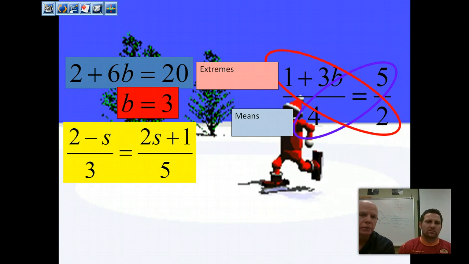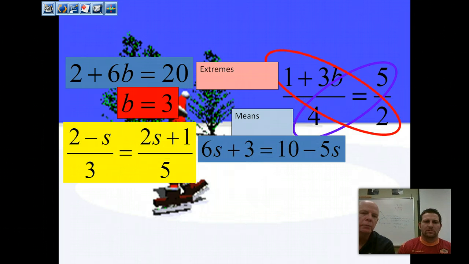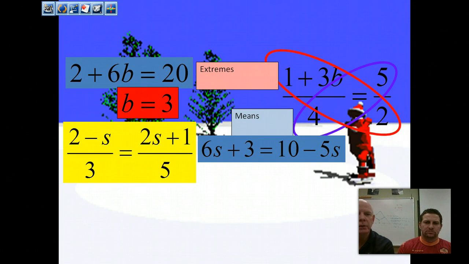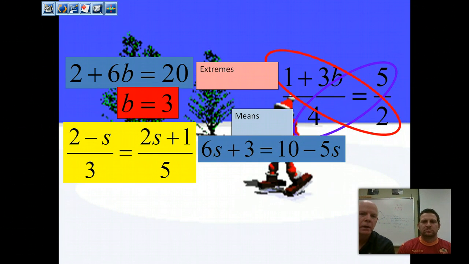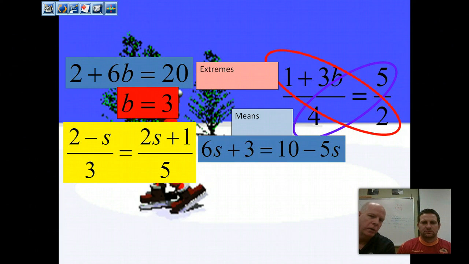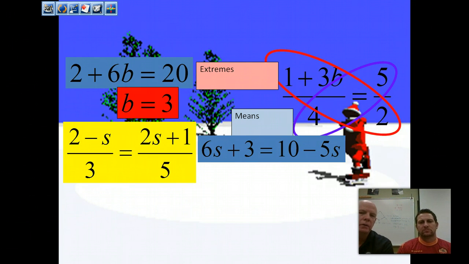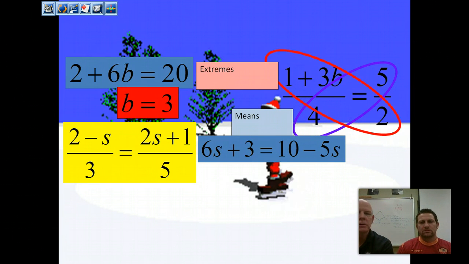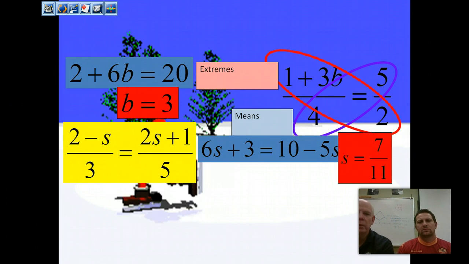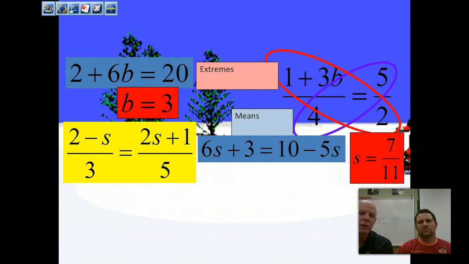To solve a proportion, we cross multiply. So if we cross multiply here, we're going to get 3 times the 2s plus 1. If we distribute that, we'll get 6s plus 3. Cross multiply the other one, 5 times 2 minus s gives us 10 minus 5s. If we add 5s to both sides and subtract 3 from both sides, we're going to end up with s equaling 7 over 11. So this one doesn't come out to a whole number.